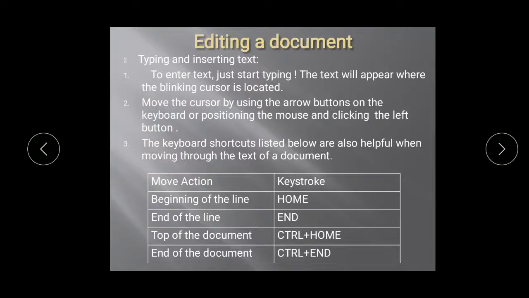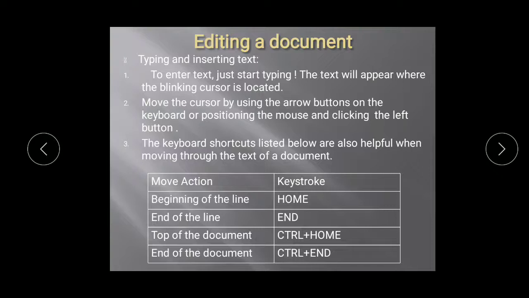So to enter text, just start typing. When we want to enter some text or data, we start typing. That is the only thing we do in the first step of every editing task. The text will appear where the blinking cursor is located. Wherever the blinking cursor is, your text will start appearing from there.